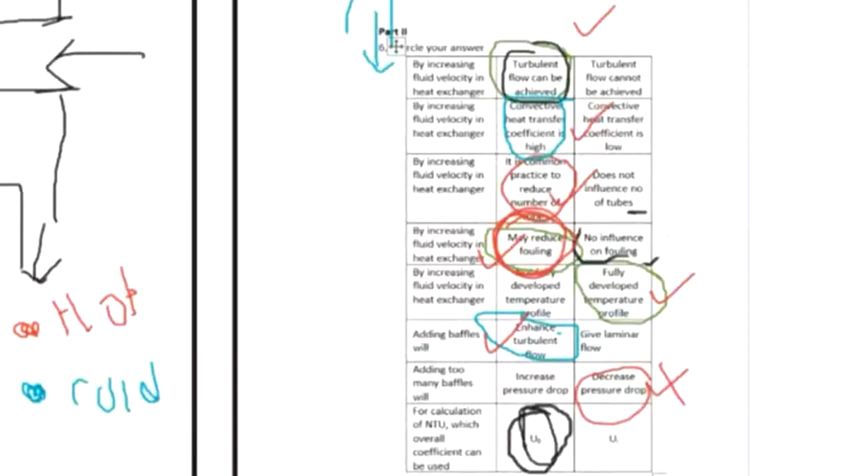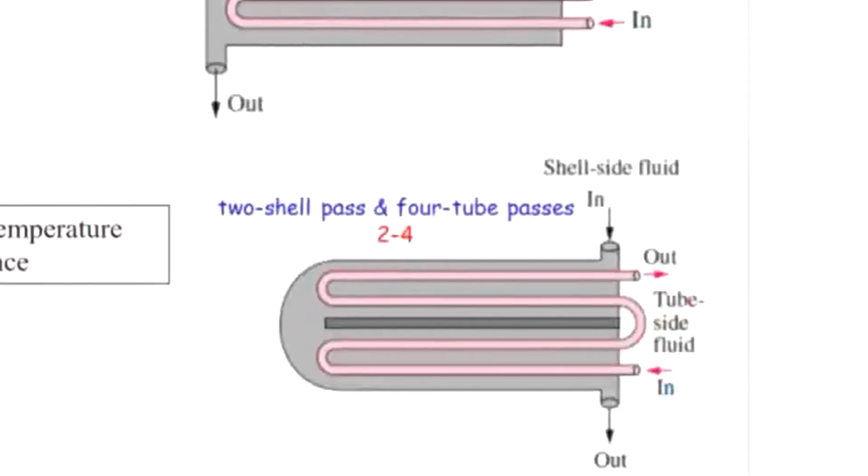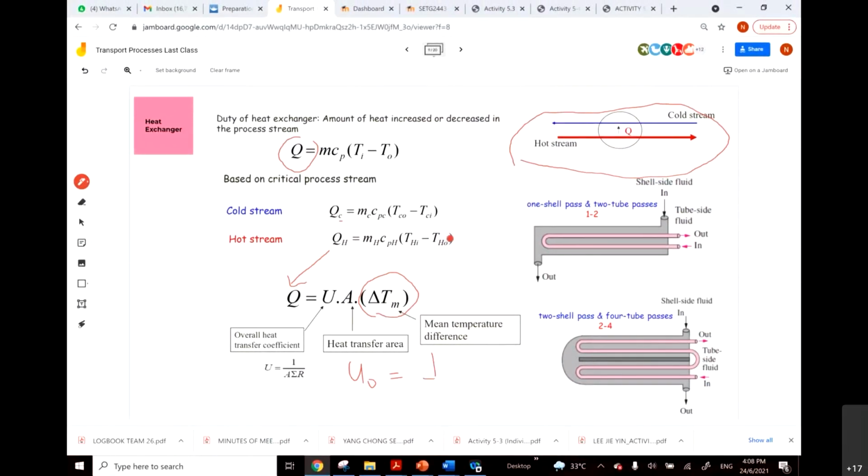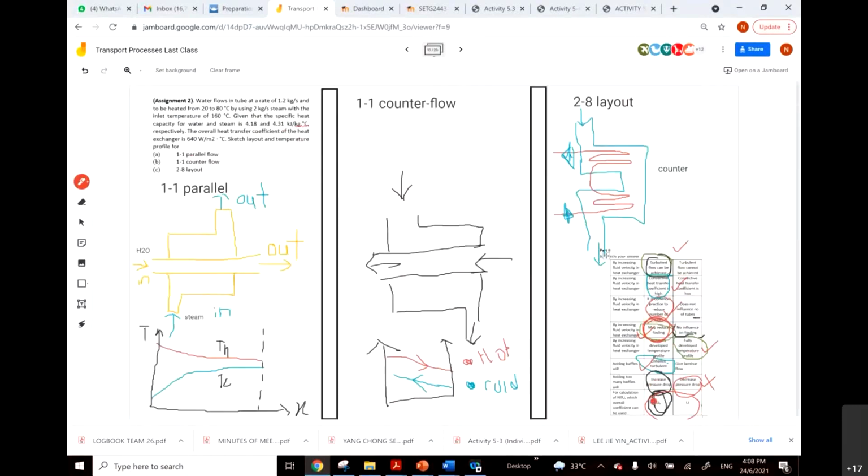And then for calculation of NTU, which overall coefficient can be used? So overall coefficient that can be used is both actually. Why I said so? Because this is UO and UI. So tadi kalau you tengok this equation, this is general equation. If you have UO, it is 1 over AO total resistance. If UI, then equals to 1 over AI total resistance. So both actually applicable for the last problem.